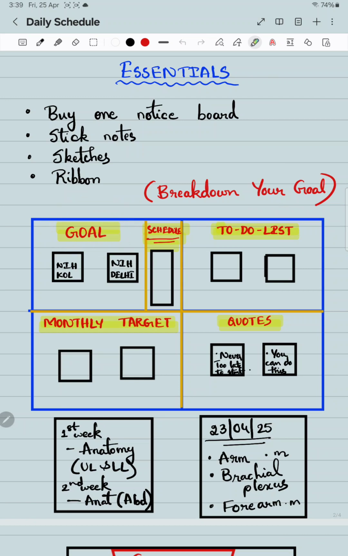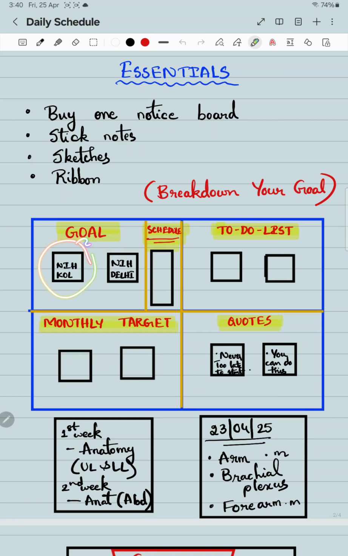The point of why I am studying MD is to get into NIMHANS Kolkata or the JSPS, that is a Government College of Telangana, or Delhi. So get a sticky note for why you are doing this, why you are studying, and what your ultimate goal is to be achieved at the end of this focused journey. Write down that goal very clearly with really colorful sketch pens which can attract the eyes.